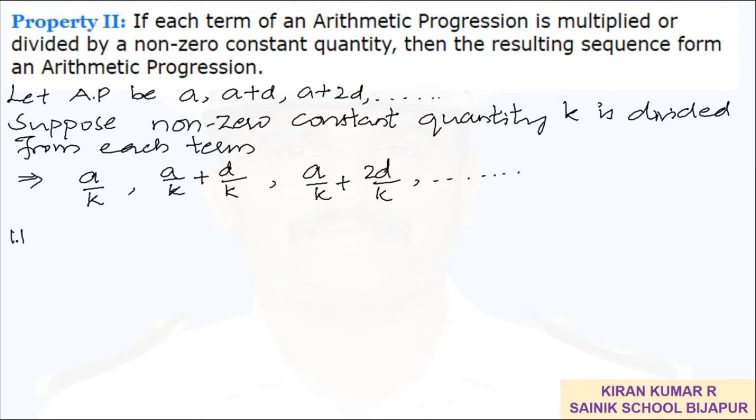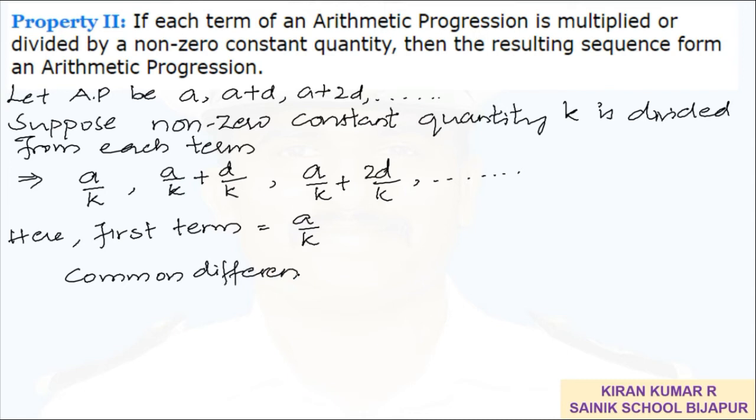Here the first term is a by k. The common difference is the second term minus the first term: a by k plus d by k minus a by k. A by k will get cancelled. We get the common difference as d by k.